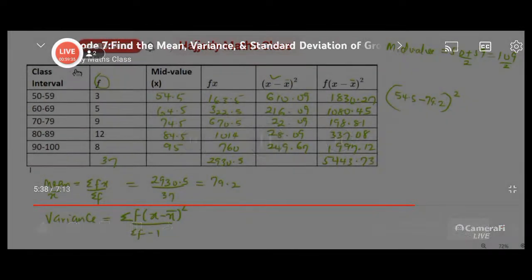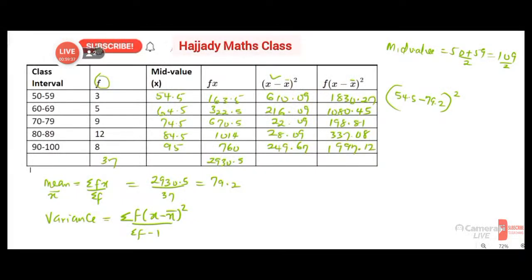You can use your calculator for that. The summation of everything is going to give me 5,443.73. You can use your calculator for that.